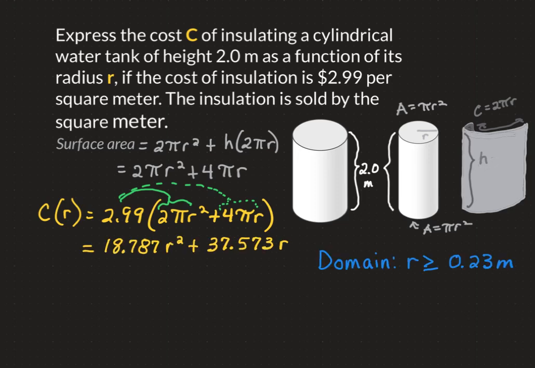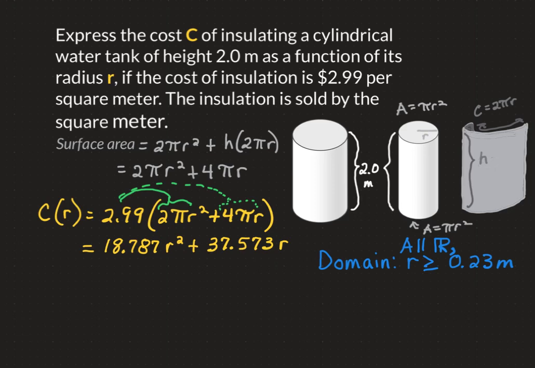Okay, since we're being practical here, I'm going to tell you that I'm imagining this water tank to be a water heater, and the smallest water heater you're going to find on the market, or the skinniest, the one with the smallest radius, will be about 0.23 meters. So I'm going to go ahead and tell you that the domain of this function is restricted such that r is greater than or equal to 0.23 meters. So I'm going to go ahead and put all real numbers in front of that, just so we keep that practice. So the domain of this function is all real numbers, r greater than or equal to 0.23 meters.